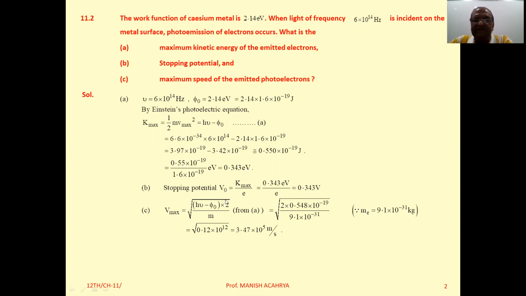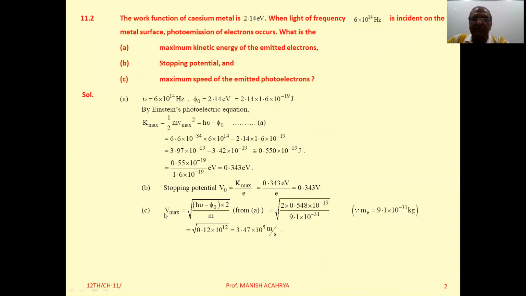Then second question, stopping potential. So we know this thing, K maximum, that is eV0. Therefore V0, that is K maximum upon e. Here K maximum, that is 0.343 electron volt upon e, cancelled. So that is 0.343 volt. Clear?